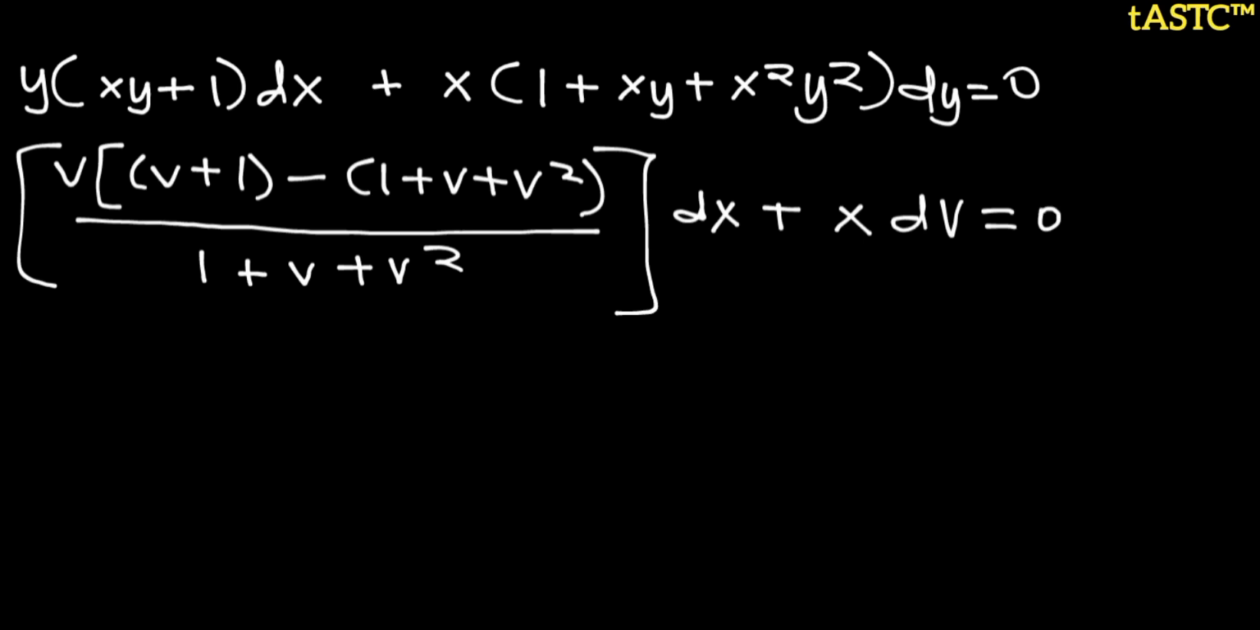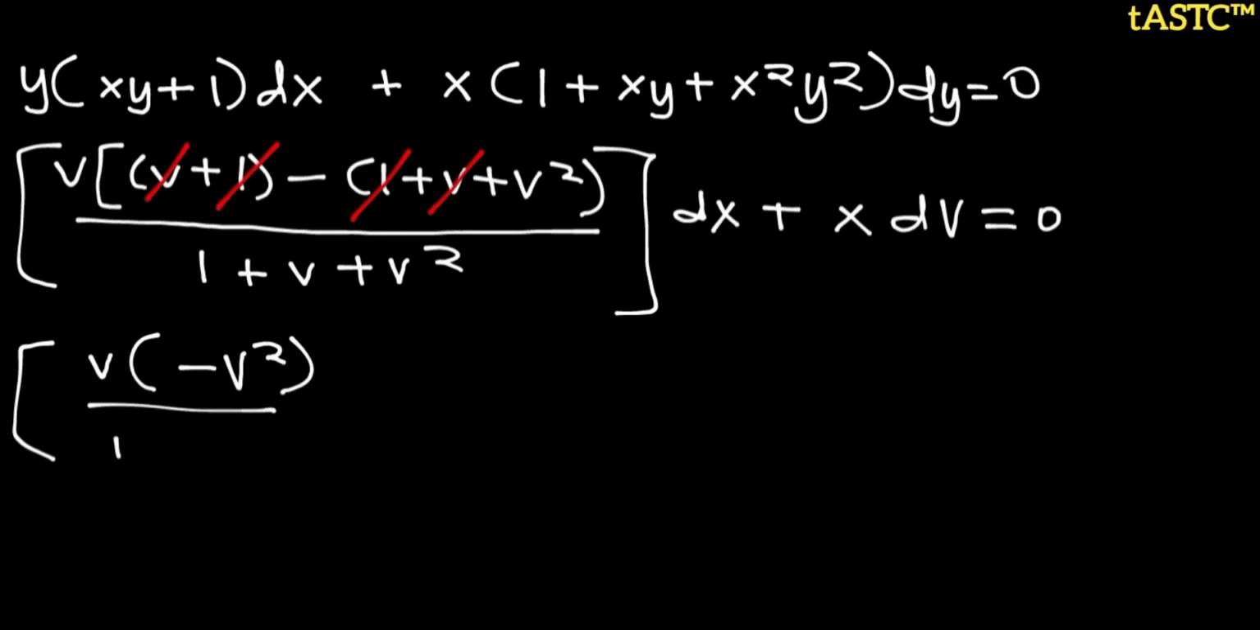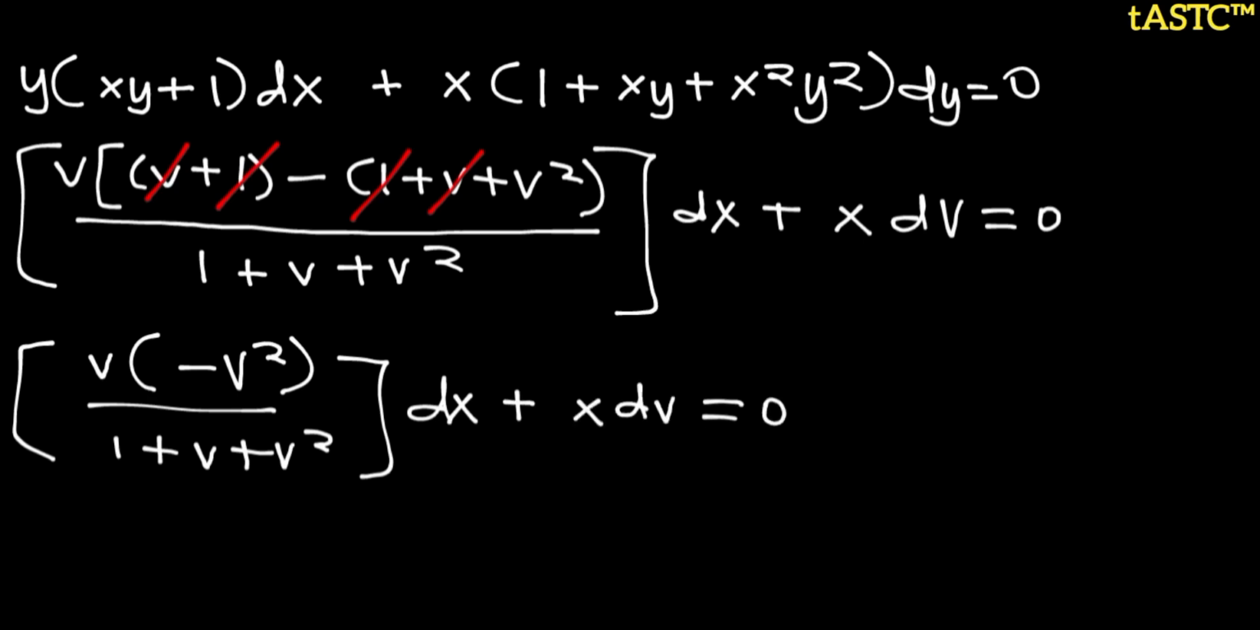Now we know this is going to open up, and we would have a v cancel these v out. And this is going to cancel this out. And that should leave us with this. This is v. And here we're going to have a minus v squared, divided by 1 plus v squared, dx, plus x dv. This is equal to 0.